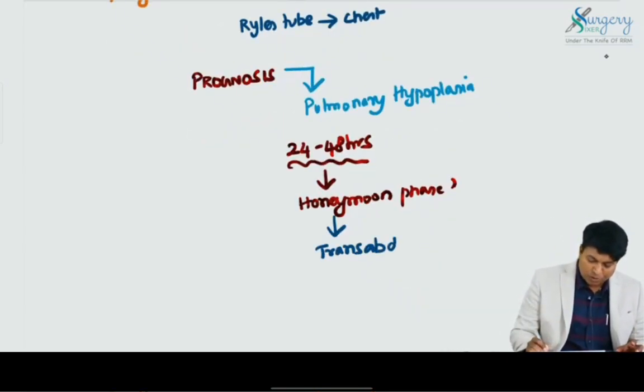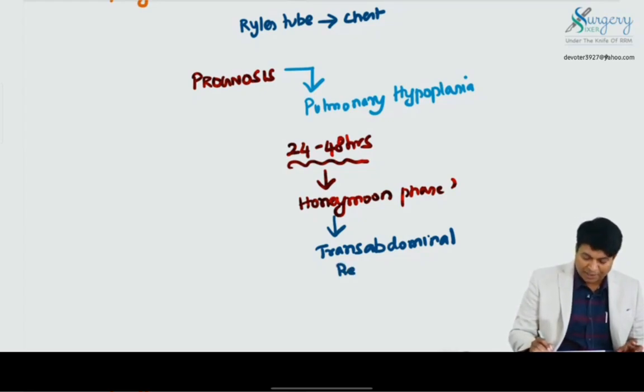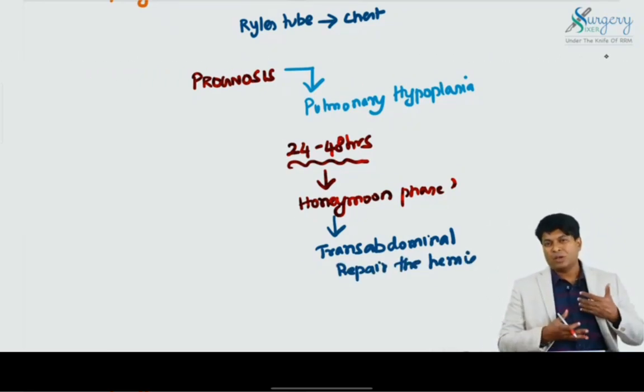Please remember this. The approach is trans-abdominal. We should go and repair the defect and repair the hernia. So this is about the congenital diaphragmatic hernia. You should go trans-abdominally, place a mesh, and repair the defect.